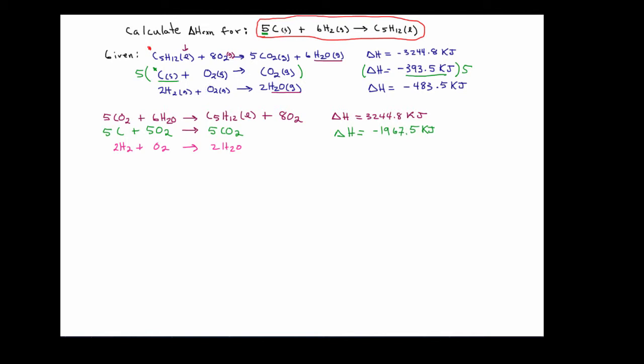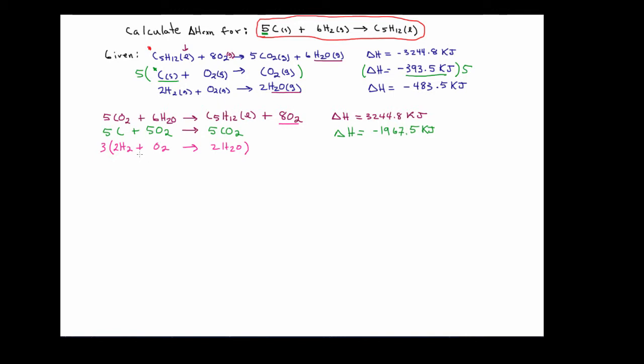Alright, now we see in the final equation that the only thing on the reactant side is the carbon and the hydrogen gas, and the only thing on the product side is the C5H12. So we're going to need to get rid of the oxygens, and we see that in this top equation there are 8 oxygens. Currently, on the reactant side of this thing, we only have 6. So we're going to have to multiply through this equation by a 3.